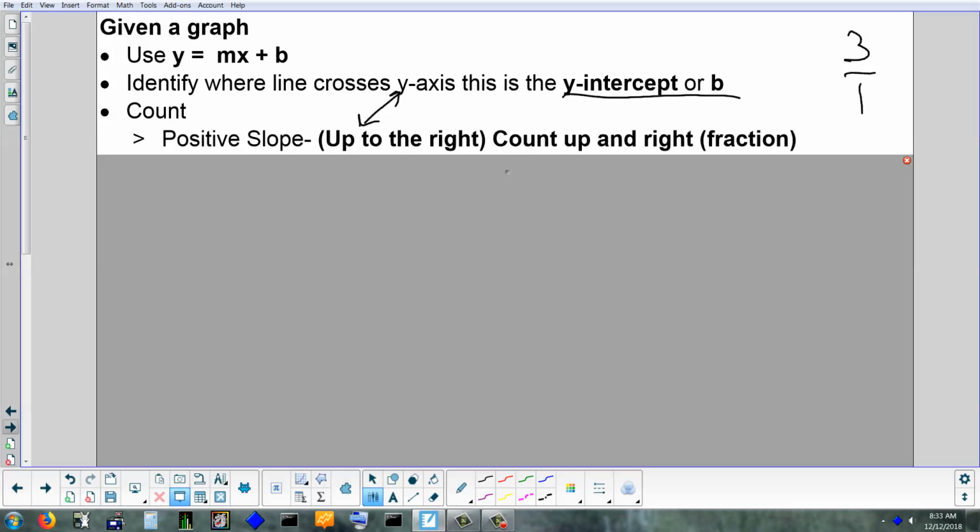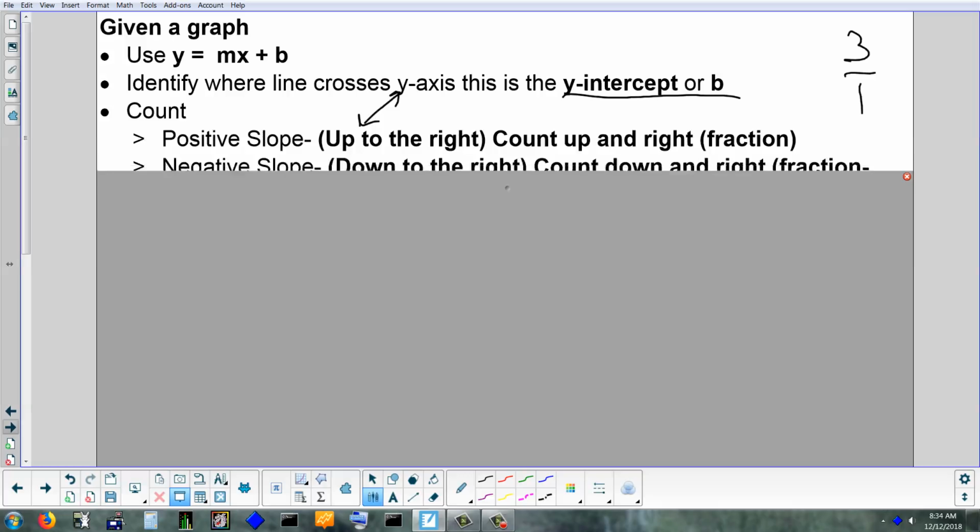You don't have to plug it in the y2 minus y1 over x2 minus x1. You don't have to do that. Just count. It's quicker. Because sometimes when you plug it in that formula, we might make mistakes. Let's not use that formula unless we absolutely have to. If you have a picture, let's just count.